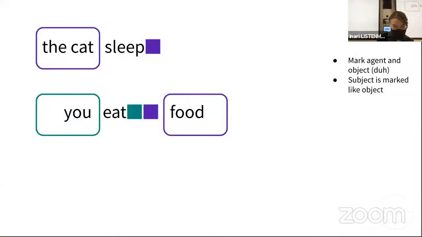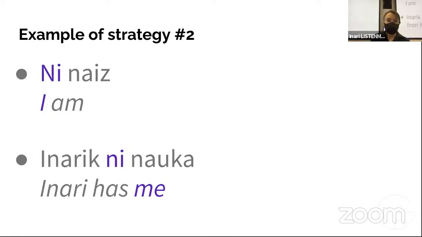Okay, the logical choice is that since we're marking both agent and object, the subject is marked like the object. So the subject of the intransitive verb is marked like the object of the transitive verb. If you're new to linguistics and haven't seen this before, let's take an example of this strategy.